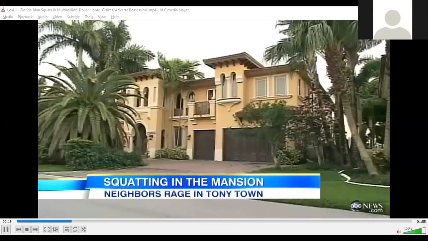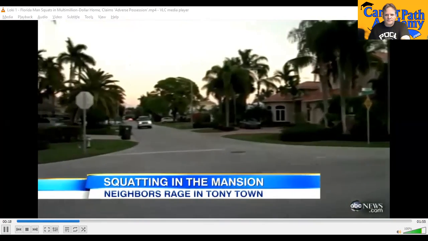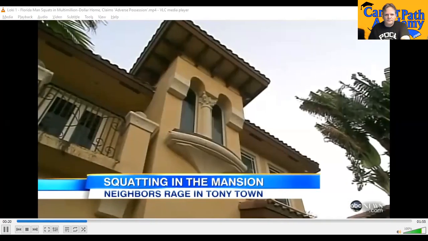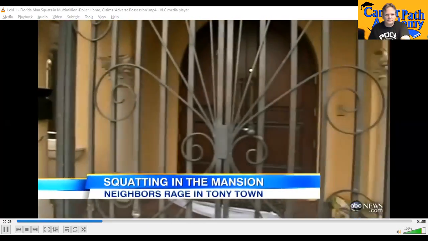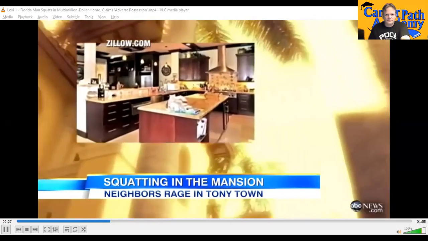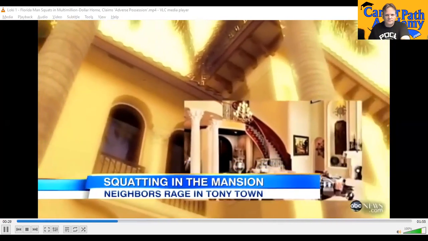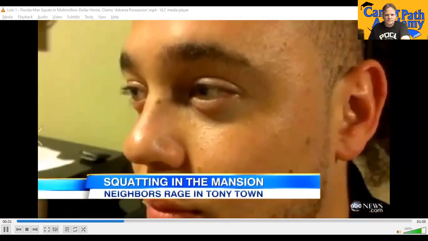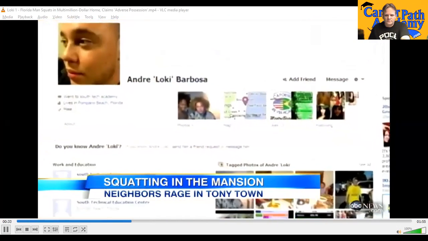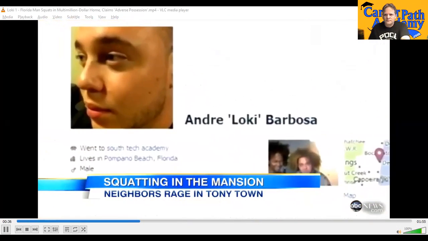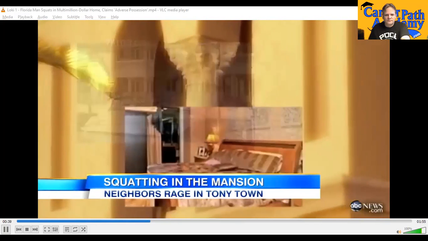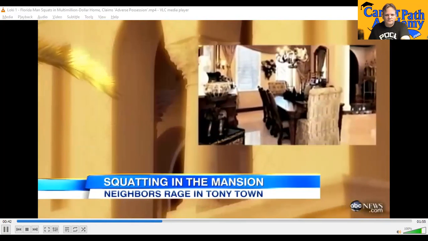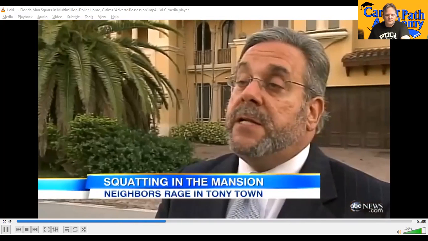It's a magnificent mansion in a tony neighborhood in upscale Boca Raton, Florida, worth $2.5 million. But the guy living there these days is paying nothing. He's squatting. And at least for now, no one can legally get him out. His name is Andre Barbosa, a 23-year-old native of Brazil, seen here on his Facebook page. Barbosa moved in last September after the last owner, unable to keep up with the mortgage payments, moved out. There's been so many foreclosures that there's been a loss of control of property.